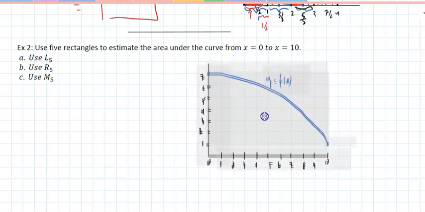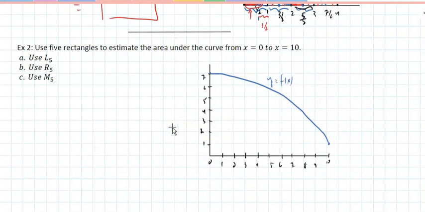A bit above. That's because we shifted the graph. It landed on a piece that should not have landed. There we go. So, A, if I want to use L sub 5, I'm looking at the rectangles. Delta x in all of these cases is end minus beginning divided by 5, is 2 units.